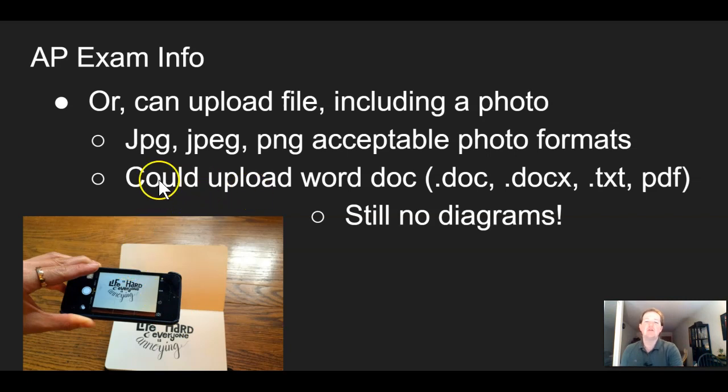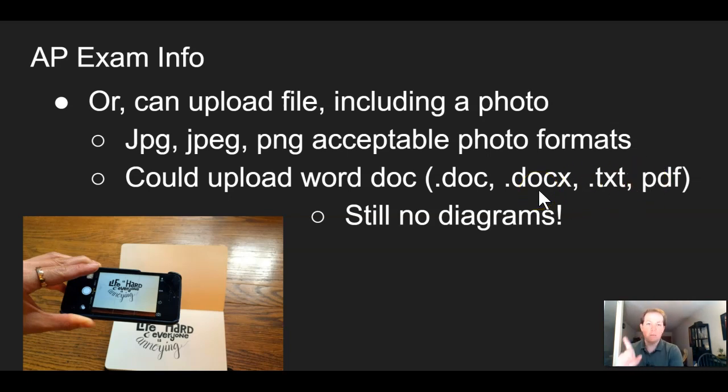They said these are 3 acceptable photo formats. And this is normally the format you use if you take a picture and then email it to yourself. It's usually going to be one of these anyway, okay? Now, let's say you were typing things out in a Google Doc, and then you wanted to save that as a doc or a text file or a PDF. You could do that and upload it. So this is almost like an in-between. You could type it out in a Word document and then save that file and upload it.